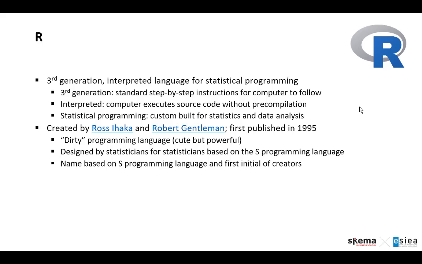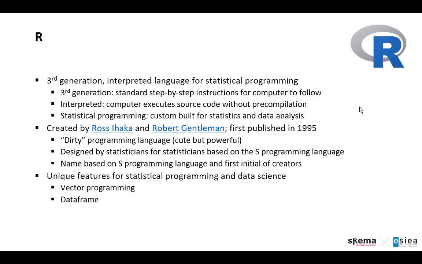It was based on an earlier statistical programming language called S. It's called S for statistics. And so they named it R because R comes after S in the alphabet. And their first names happen to start with R, so that's a good name for a programming language. That's why it's called R.